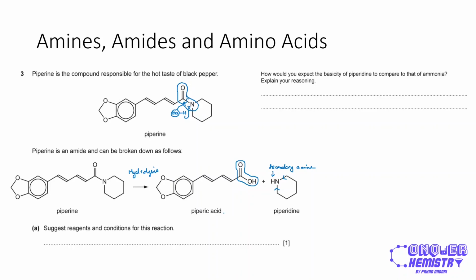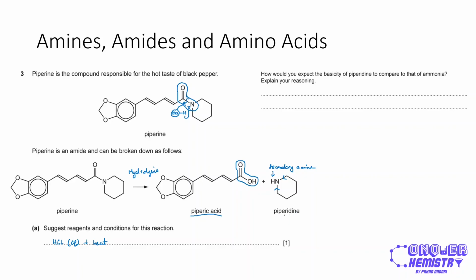And in order to get this carboxylic acid, we want to ensure that we do not have an alkali around, otherwise that will form a salt. So I'm going to use HCl, the acid hydrolysis, so aqueous acid and heat.